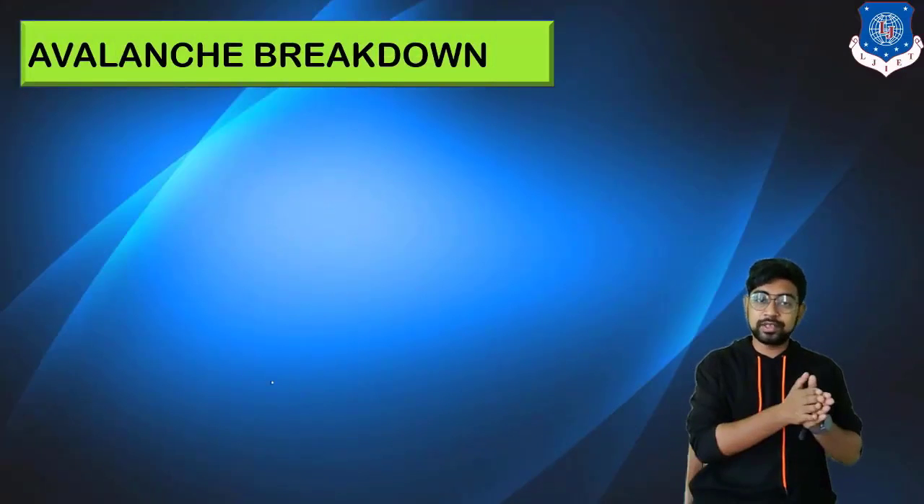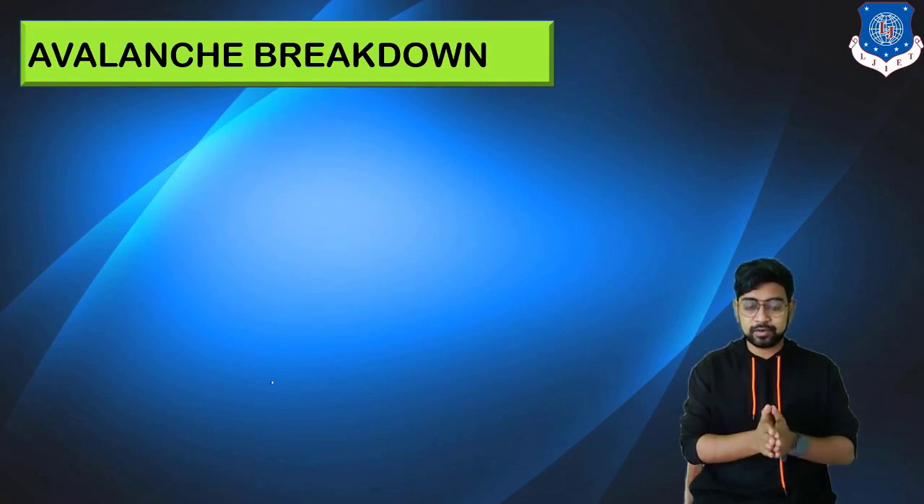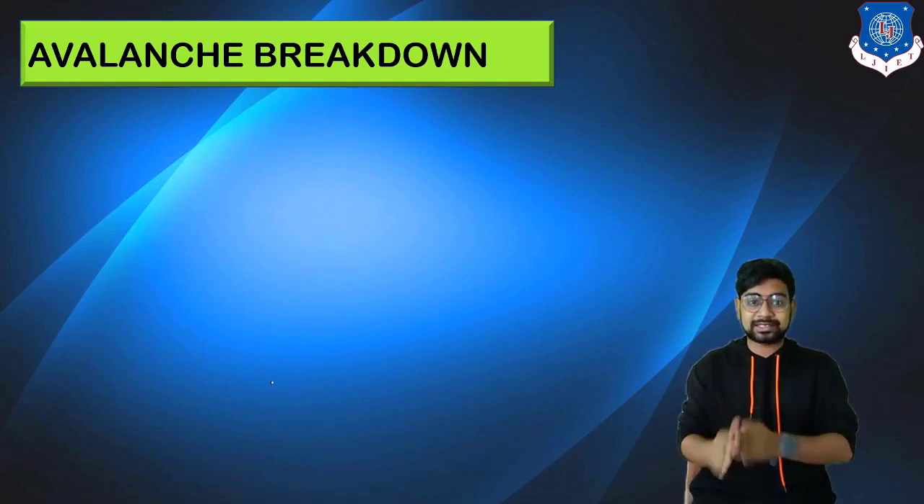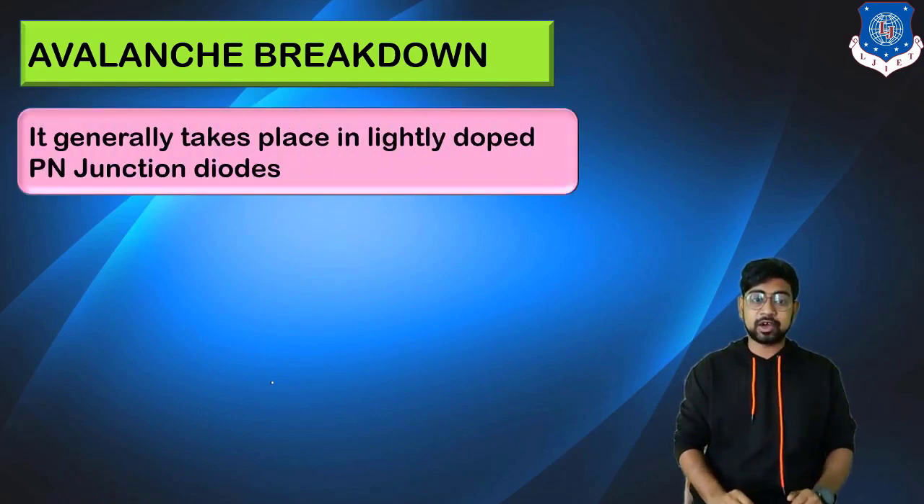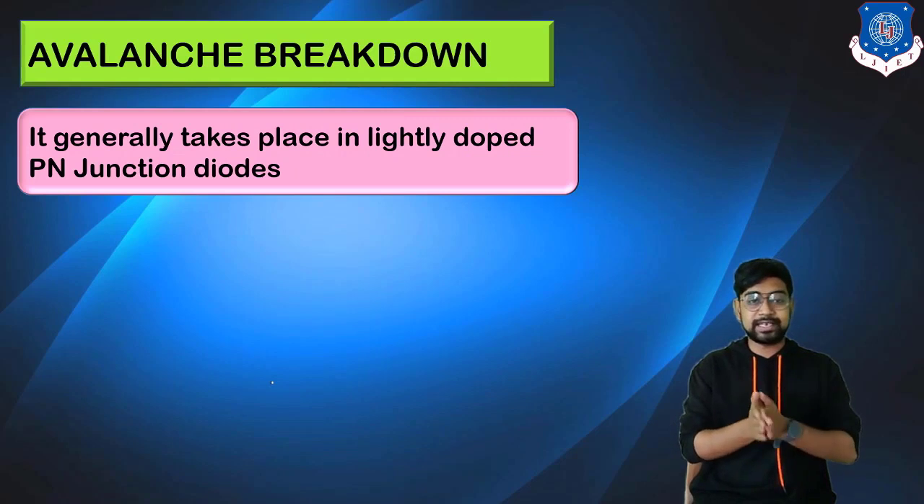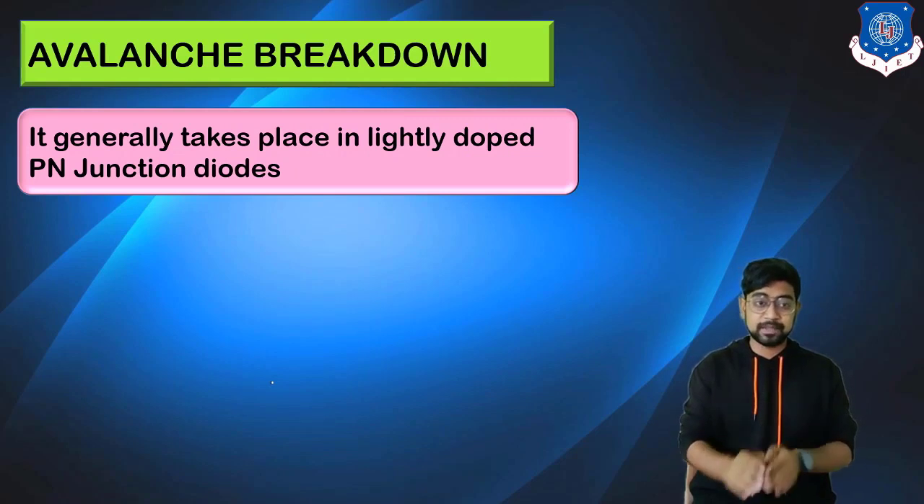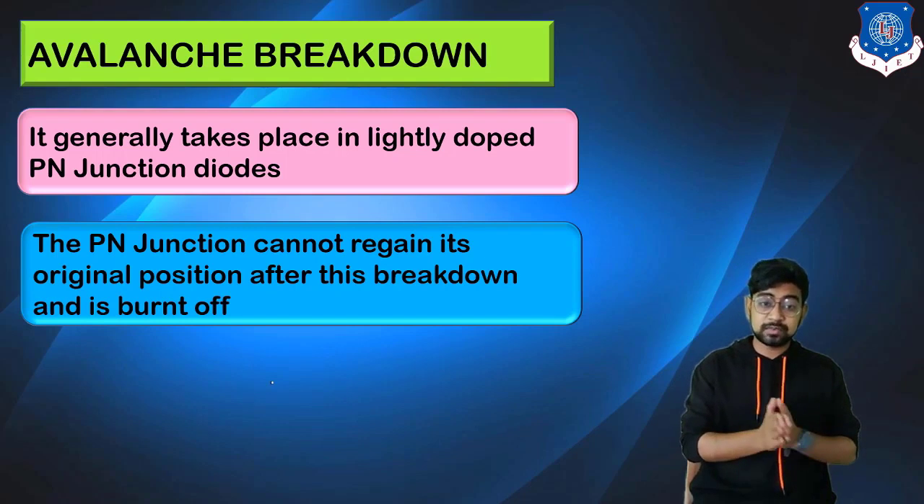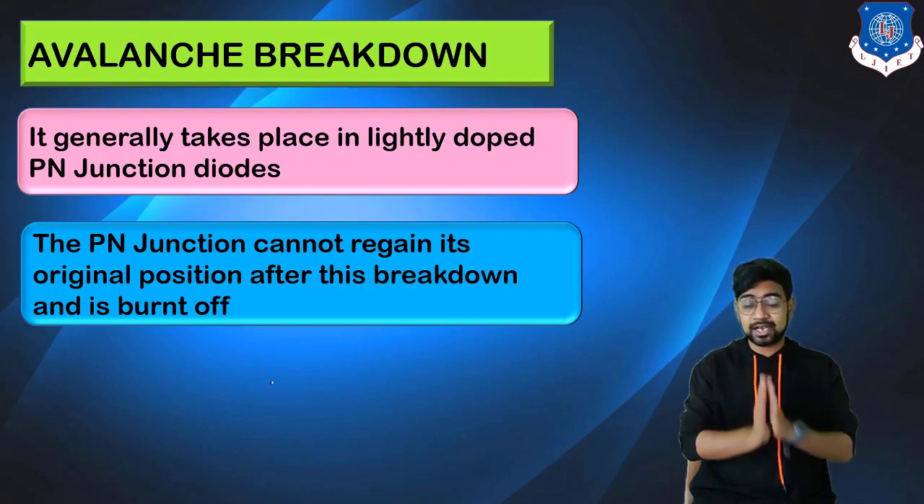So first we will go with the avalanche breakdown. What is avalanche breakdown? As Zener has heavy application in reverse bias, we will discuss only the reverse bias conditions. Avalanche breakdown generally takes place in lightly doped PN junction diodes. Second, the PN junction diode cannot regain its original position after the breakdown, as it burns off. So once the avalanche breakdown occurs in the PN junction, it will not go back to normal.